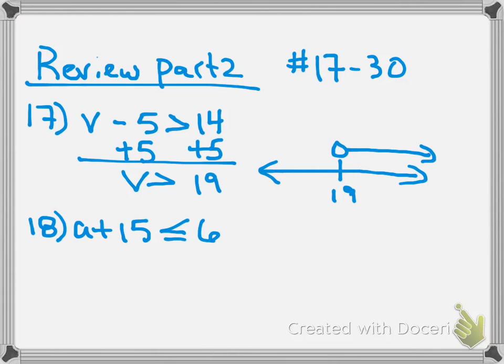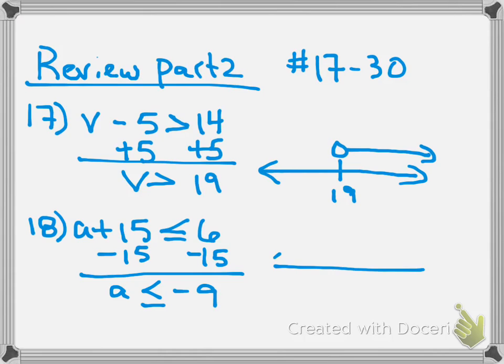Number 18, hopefully I won't hit the wrong buttons again. A plus 15 is less than or equal to 6. So what's the opposite of a plus 15? Subtract 15. So I'm going to subtract 15 and say 6 minus 15 is negative 9. So I have a less than or equal to negative 9. So I would put a closed dot at negative 9 and shade to the left. And I should put a closed dot, not an open dot. So I kind of had messed up there, but there I am filling it in. If I'm going too fast, please go ahead and pause it, replay, rewind, but I'm trying to make sure I don't make this super long.